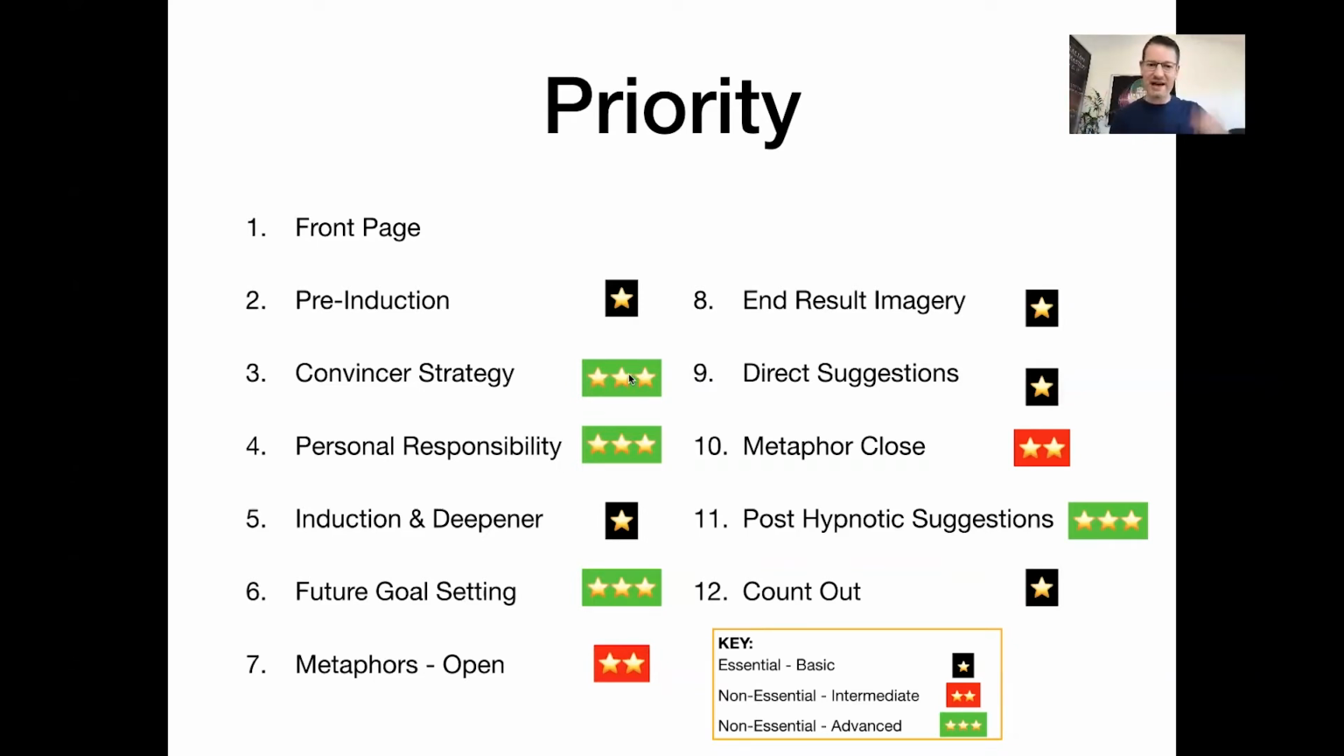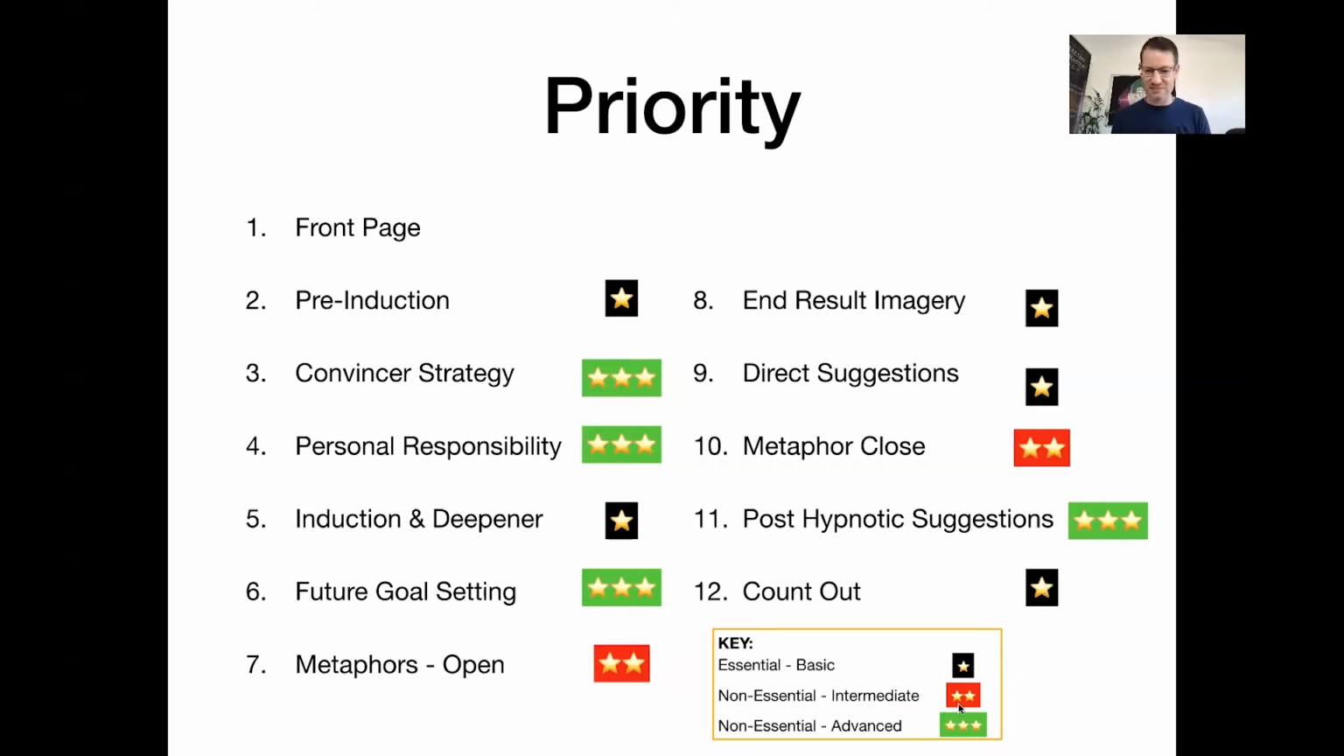Now you can see that there's black, green, and red stars here. And so black means basic. So if you're really going to make a very basic script and you're like, hang on, Shane, this is too much for me, go, okay, all I need to do is learn my pre-induction, learn the deepeners, or find a deepener, do the end result imagery, do the direct suggestions, and count them out. That is really basic. So it's getting your head around that first of all. Going, okay, yep, okay, Shane, I'm okay with that. Give me the next level.